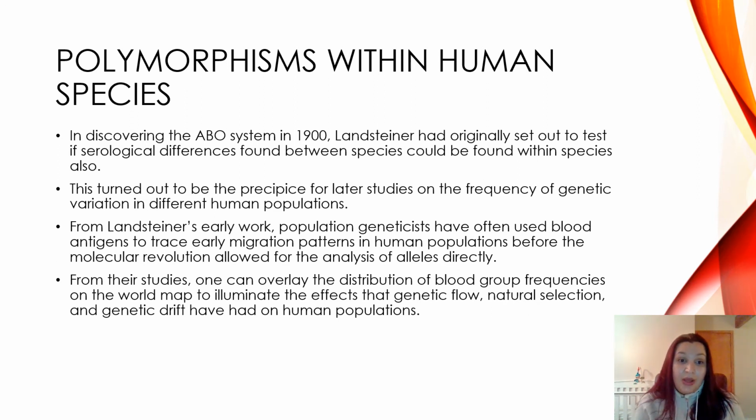And so from their studies, one can overlay the distribution of blood group frequencies on a world map and see the effects of gene flow, migration, natural selection, and genetic drift that they've had on human populations. So I wanted to illuminate three interesting examples of this.